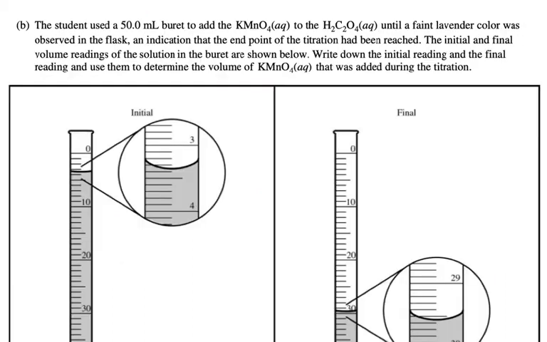Now the student used a 50 milliliter burette to add the permanganate to the oxalic acid until a faint lavender color was observed in the flask. Now again, this faint lavender color is leftover permanganate, an indication that the endpoint of the titration has been reached. The initial and final volume readings of the solution in the burette are shown below. Write down the initial reading and the final reading, and then use them to determine the volume of permanganate that was added during the titration.